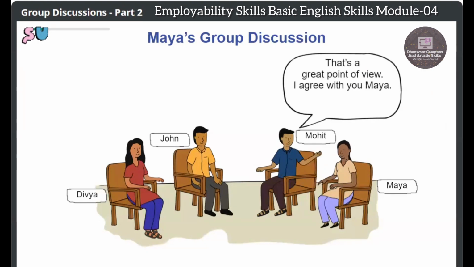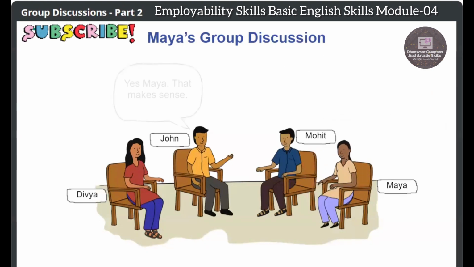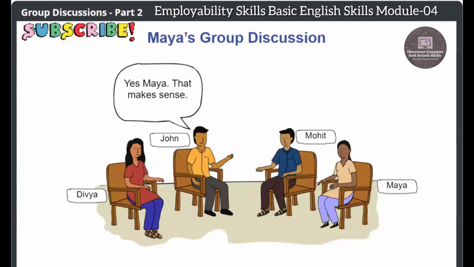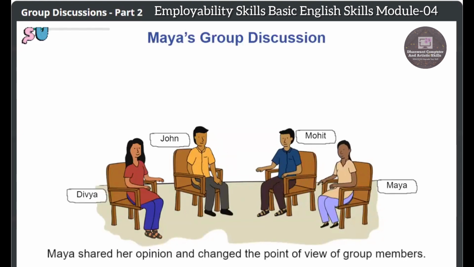That's a great point of view. I agree with you, Maya. Yes, Maya, that makes sense. Maya shared her opinion and changed the point of view of group members.